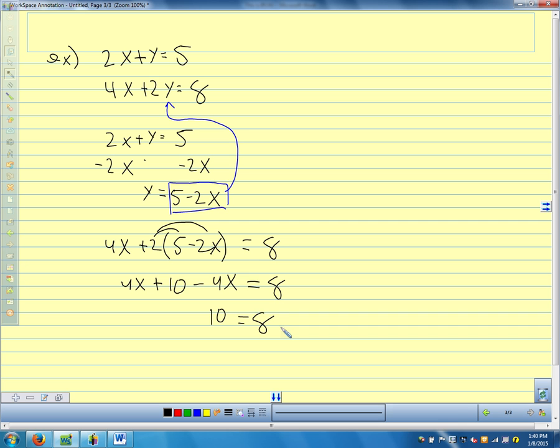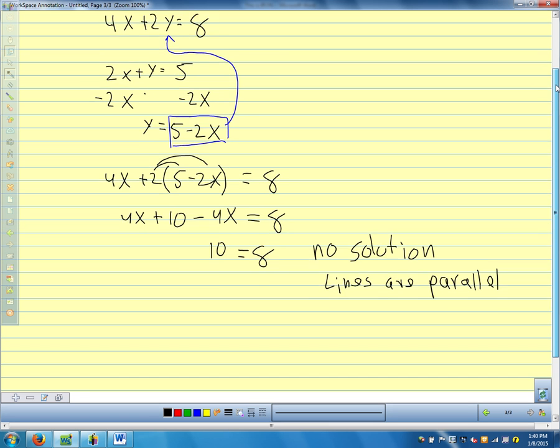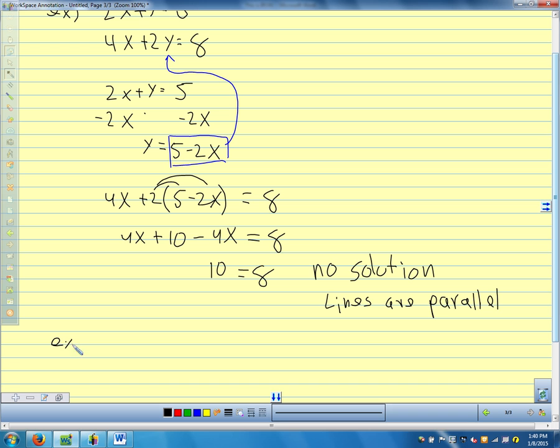What does that tell us? No solution. Because when is 10 equal to 8? Never. So what does this tell us about these two lines? They don't intersect, so they are parallel. These lines are parallel. You could also solve a system of equations, and there's one other possibility.